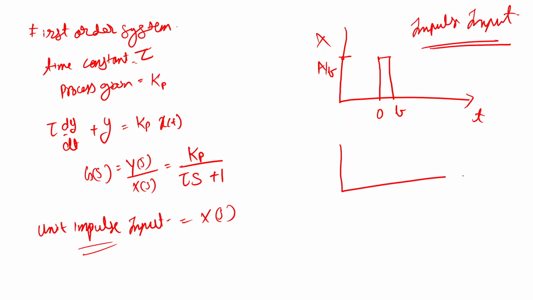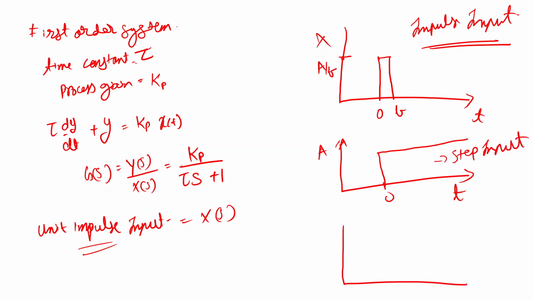Similarly, a step input we can plot like this: at time t equal to 0, we increase the magnitude by a value of a and keep it constant. So this is a step input. Another kind of input that we can provide to a system is a ramp input, in which we keep constantly increasing the input value x of t, with slope b. The last one is the ramp input.